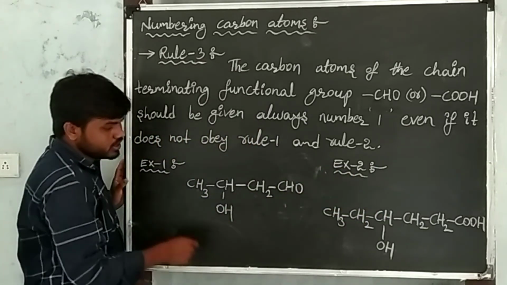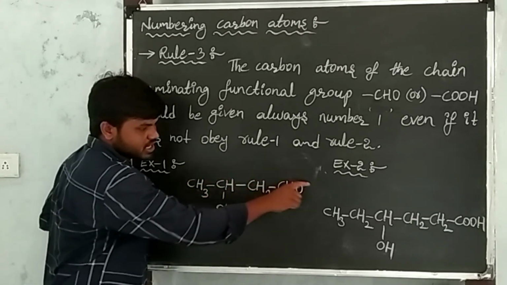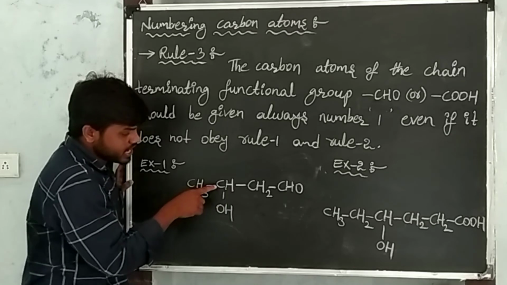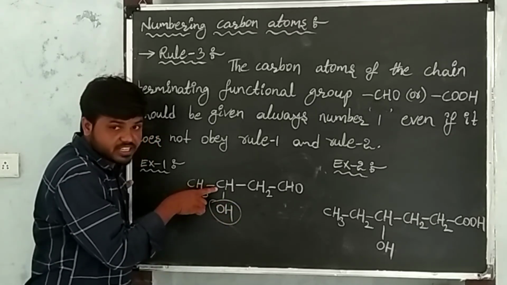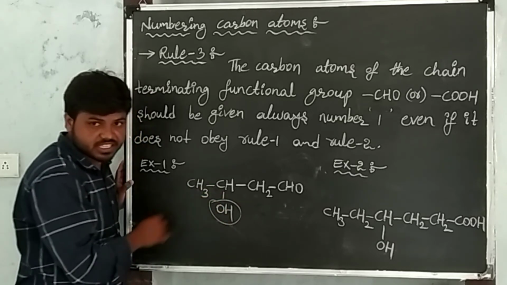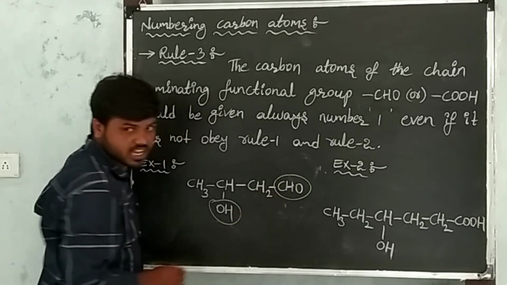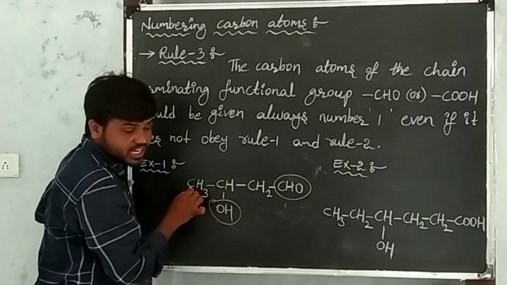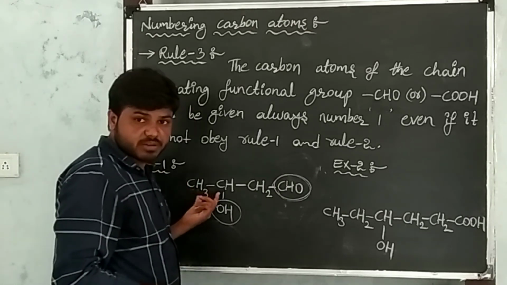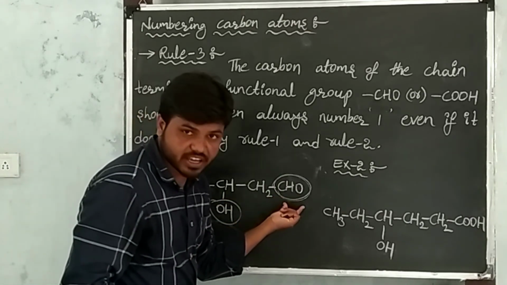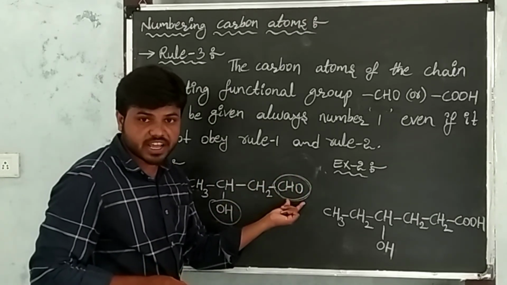See the example. In this carbon compound, this is the principal chain. At this carbon, one functional group is there, that is alcohol. And in the principal chain, one functional group is there, that is aldehyde. This carbon atom chain is terminating with aldehyde.